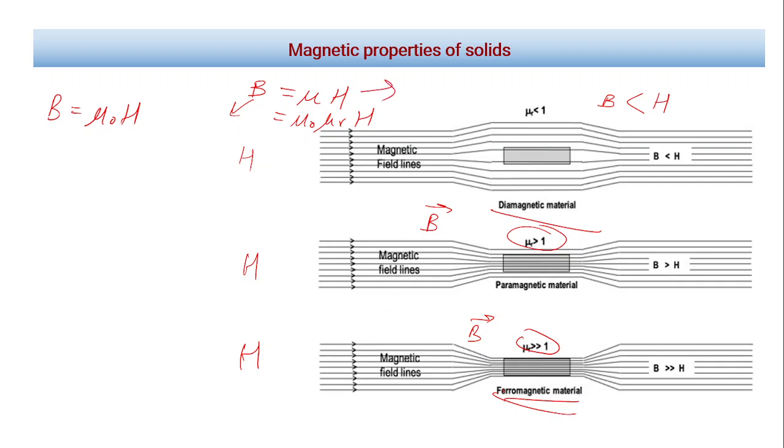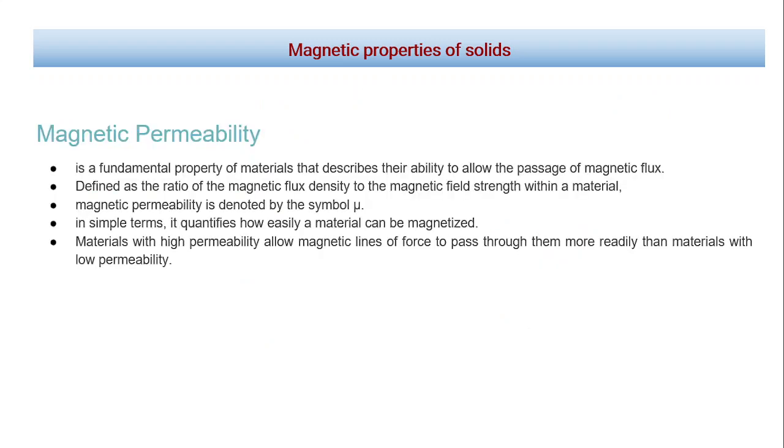Okay, so permeability and susceptibility, let's discuss that. Magnetic permeability, which we represent using the mu symbol. The mu symbol is used even in magnetism for various things. Sometimes we use it for magnetic moment also, so don't get confused, but we usually represent permeability with mu. Magnetic permeability is a fundamental property of any material, as we just discussed. It depends on what kind of material it is, and it describes its ability to allow the passage of magnetic flux, magnetic field lines, or magnetic flux.